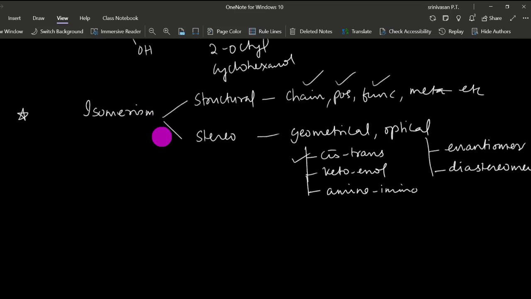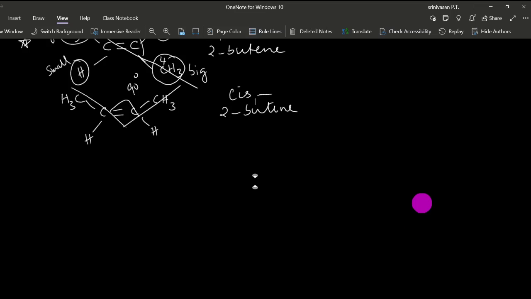So now what is cis-trans isomerism? Compounds containing double bonds like this with different groups like this. Suppose you have CH3, H and CH3. Can you name the requirement? What are the criteria for cis-trans isomerism?